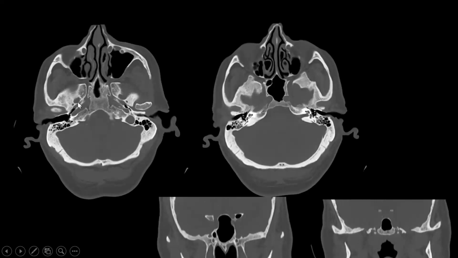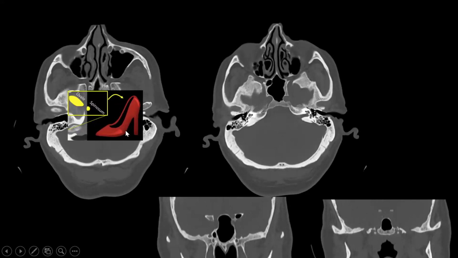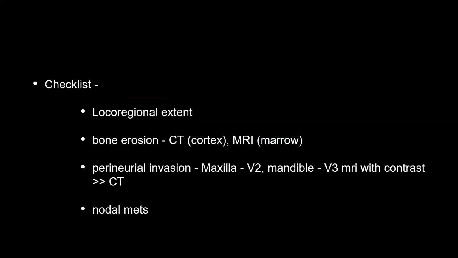This is the bigger oval foramen, which is the foramen ovale. And just behind that, the smaller foramen is the foramen spinosum. This appearance is linked to that of the bottom of the stiletto. So the sole is that of the foramen ovale, and the spike of the stiletto is that of the foramen spinosum. So we have to keep this anatomy in mind, and whenever this is distorted, it means there is involvement.